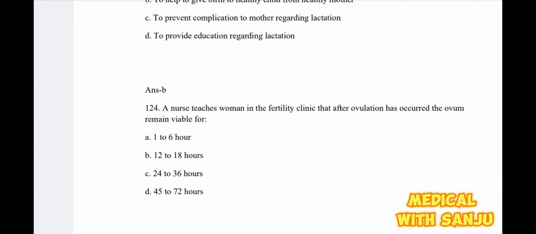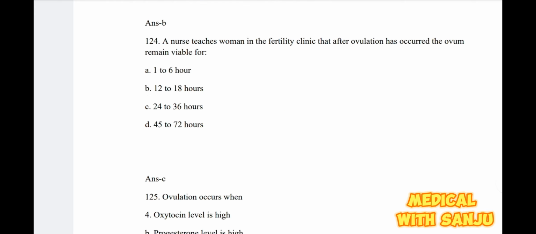Question number 124. A nurse teaches women in the fertility clinics that after ovulation has occurred, the ovum remain viable for option A 1 to 6 hours, option B 12 to 18 hours, option C 24 to 36 hours, and option D 45 to 72 hours. The right answer is option C, 24 to 36 hours.